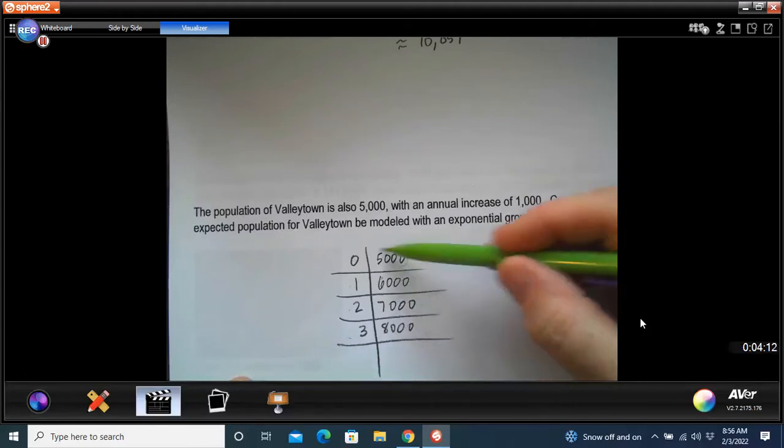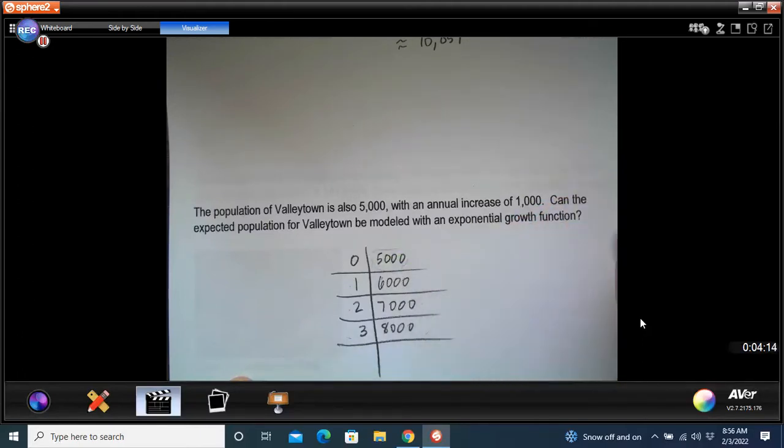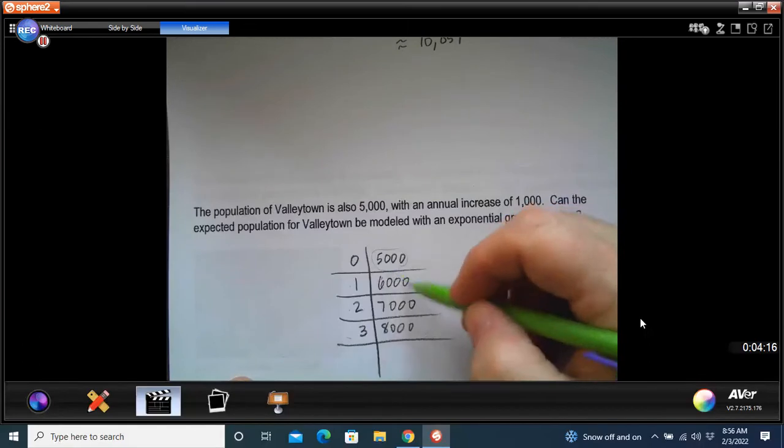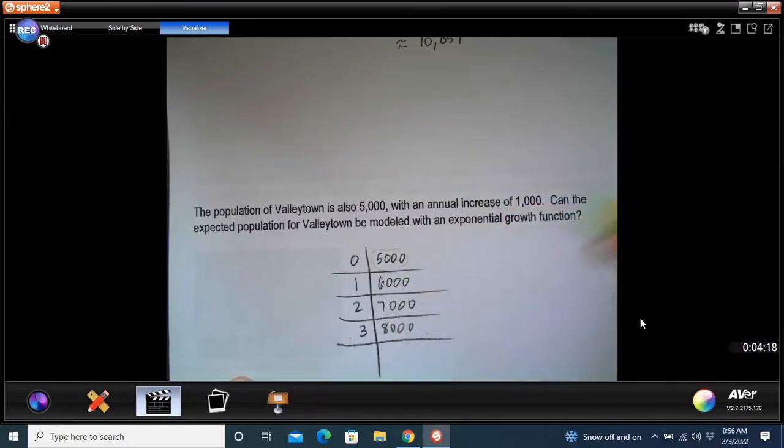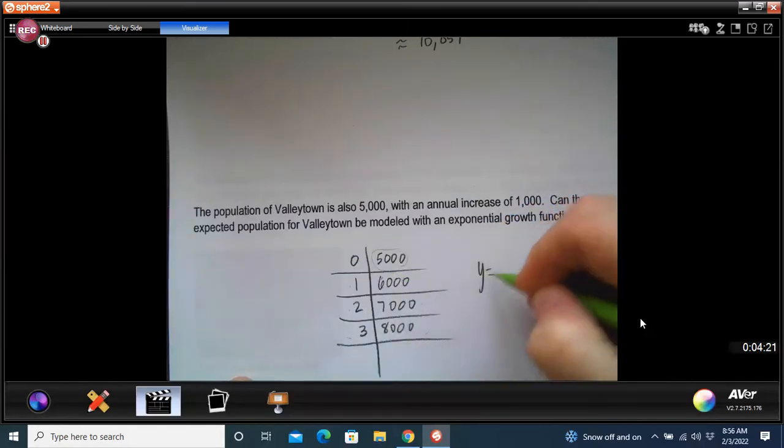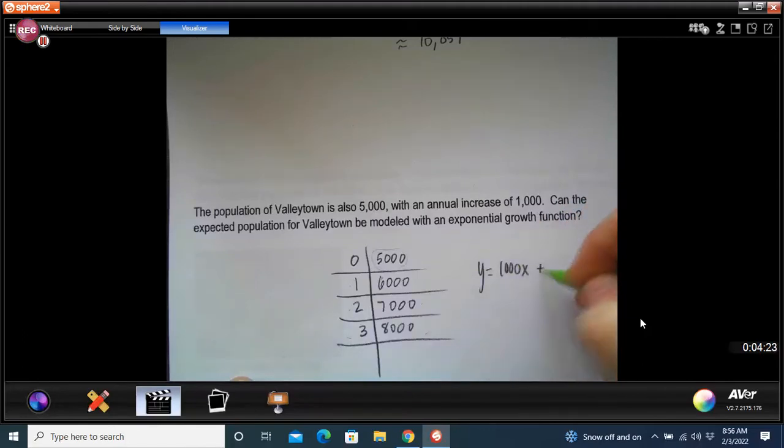In fact, this would be our y-intercept, and our slope would be 1,000. So we could write it, y equals 1,000x plus 5,000. So then at the end of year 1, 1,000 times 1 is 1,000 plus 5,000 is 6,000.